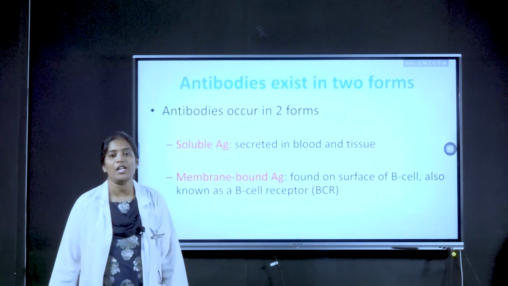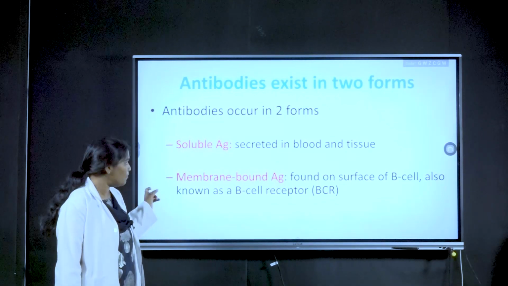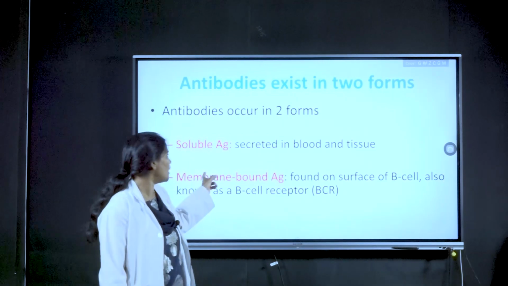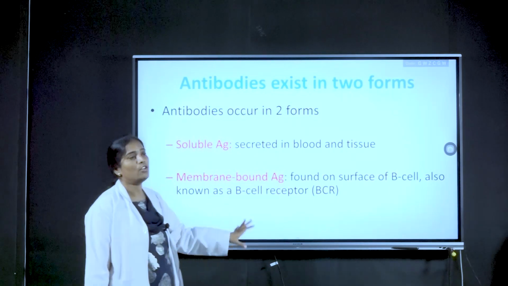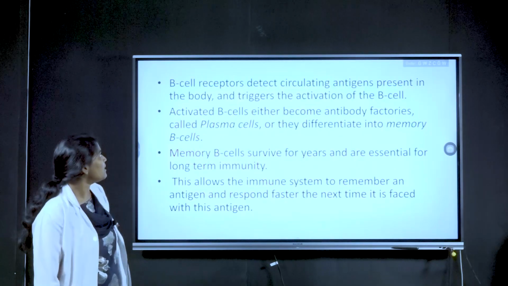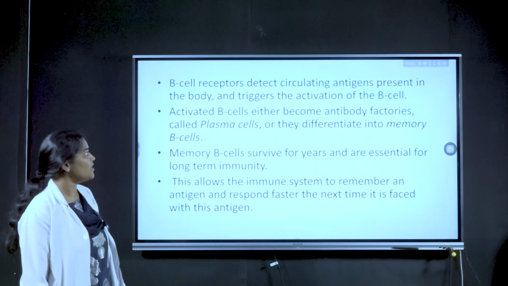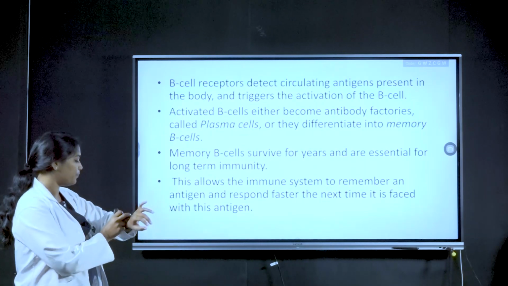Antibodies usually exist in two forms: soluble antibodies and membrane bound antibodies. Soluble antibodies are secreted into blood and tissues. Membrane bound antibodies are found on the surfaces of B cells and are also known as B cell receptors. These B cell receptors detect the circulating antigens present in the body and trigger the activation of B cells.